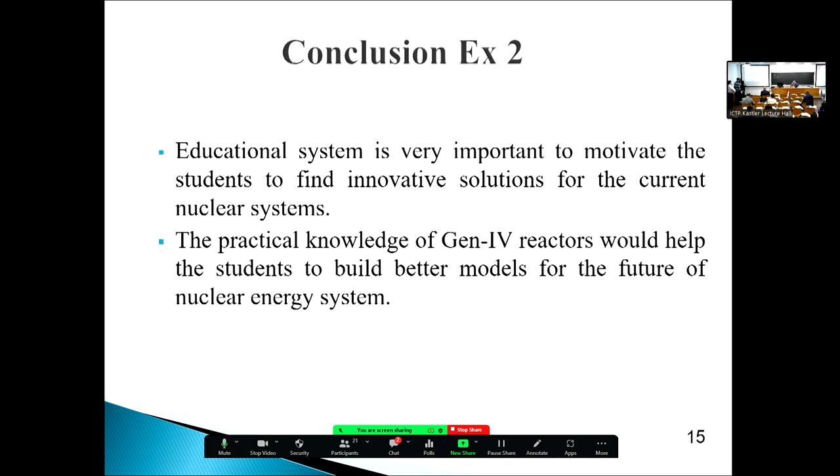And the conclusion of this exercise was the educational system is very important to motivate the students to find innovative solutions for the current and nuclear systems. And the practical knowledge of Gen 4 reactors would help the students to build a better model for the future of nuclear energy systems.